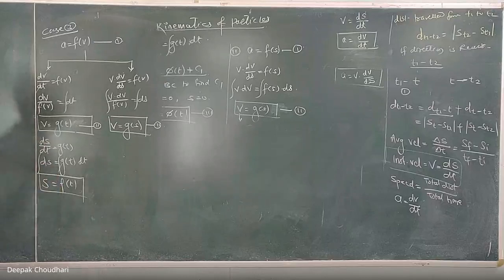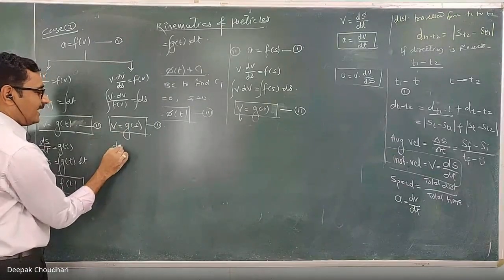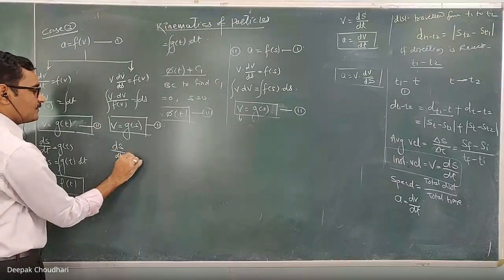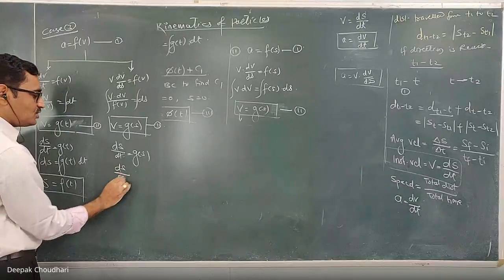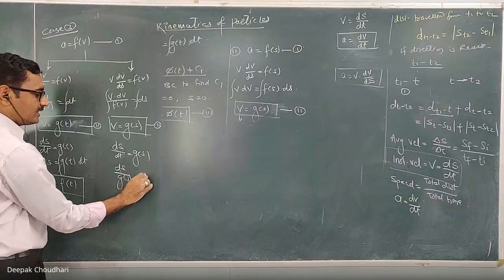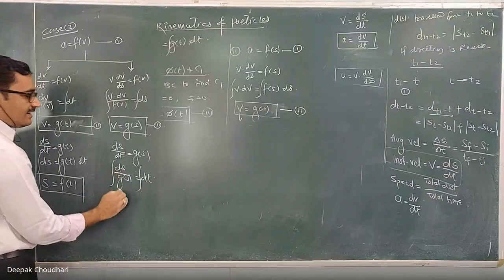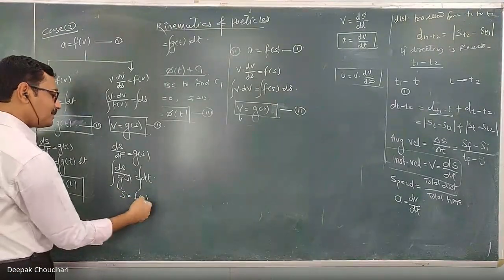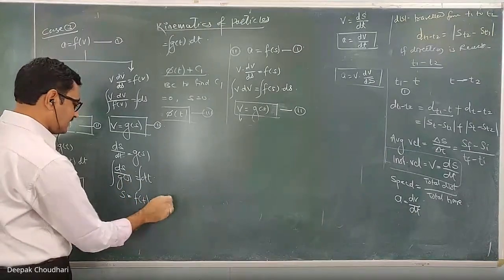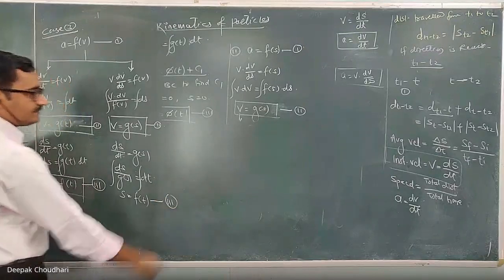Now what will happen here? If I replace this v by ds by dt, which is equal to g of s, if I separate the variables, ds upon g of s equal to dt, and integrate on both sides. If I integrate, I will get f as some other function of time t plus some constant, with boundary conditions. Everything will be the same here. So this is the third kinematic equation for that motion.